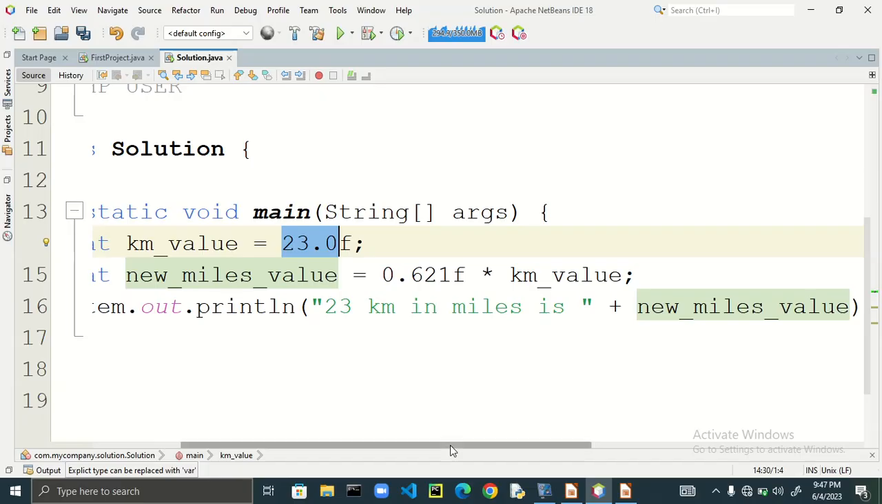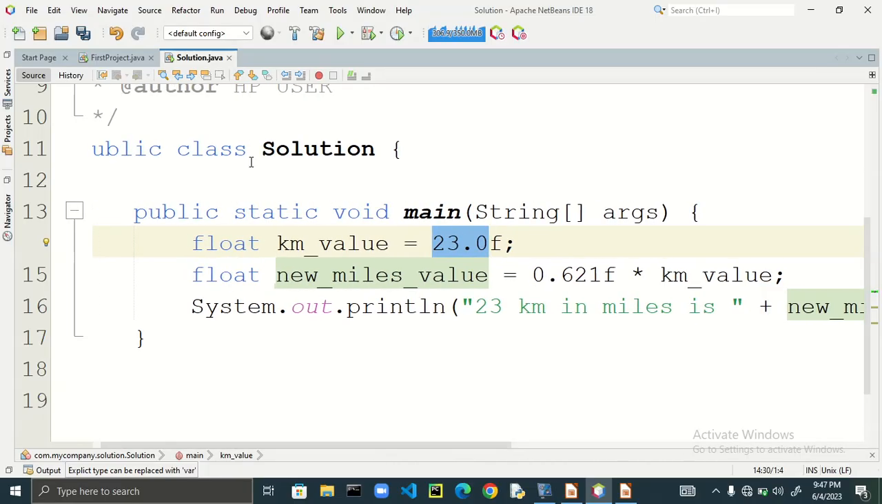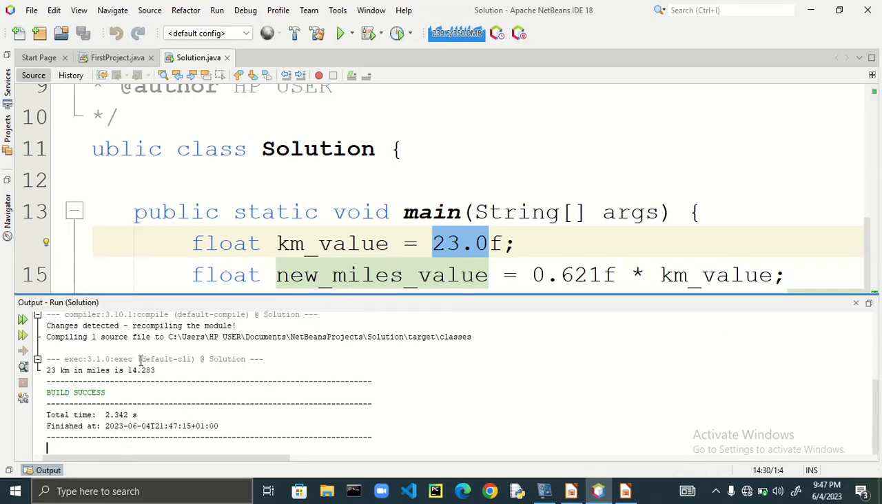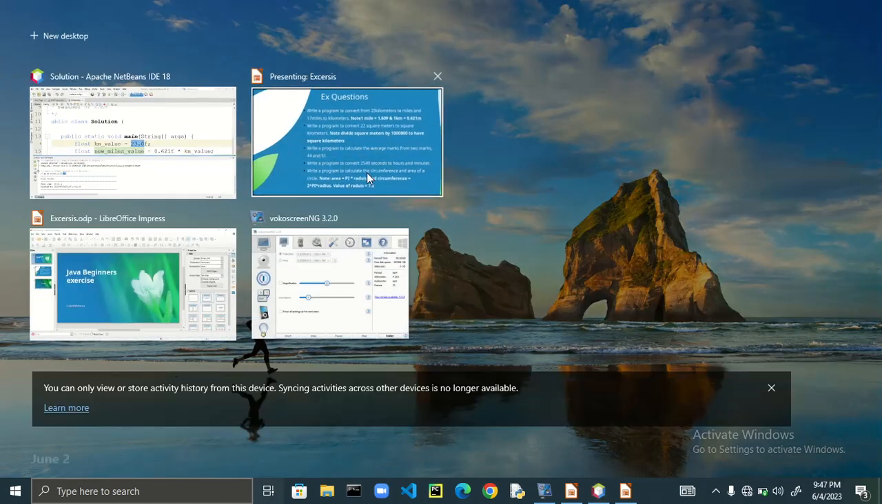Let's go ahead and run this program real quickly and see what we get. Run here. So it says the answer here is that 23 kilometers in miles is going to be 14.283, right? So we are not yet done with question 1.